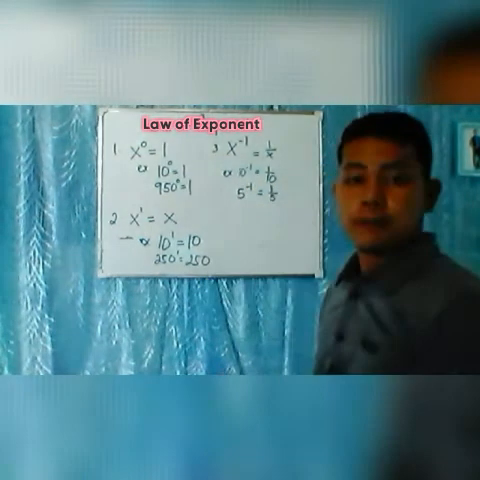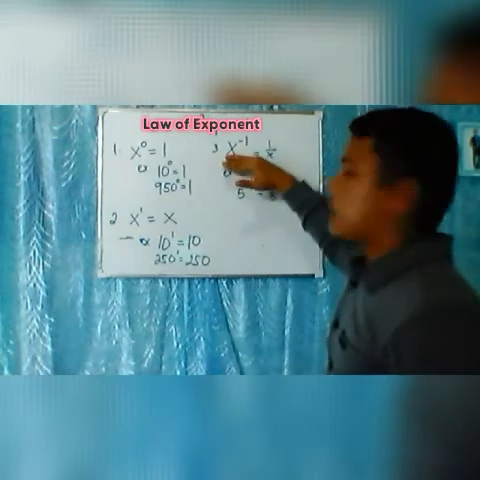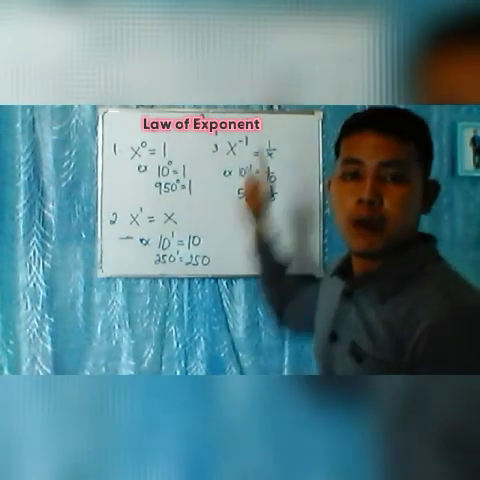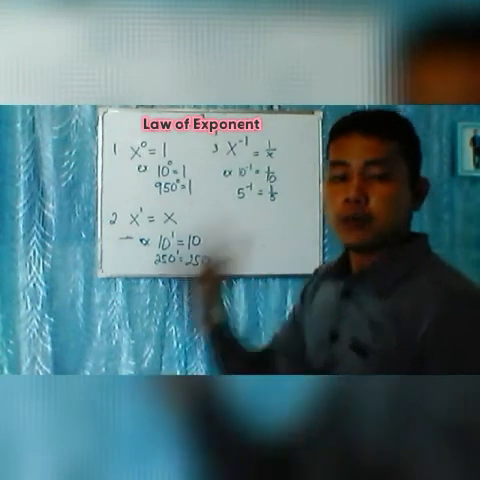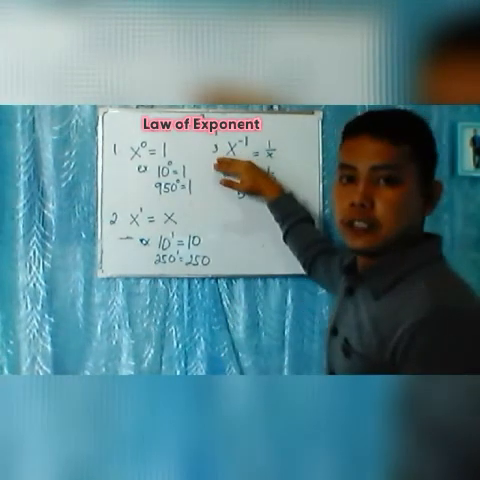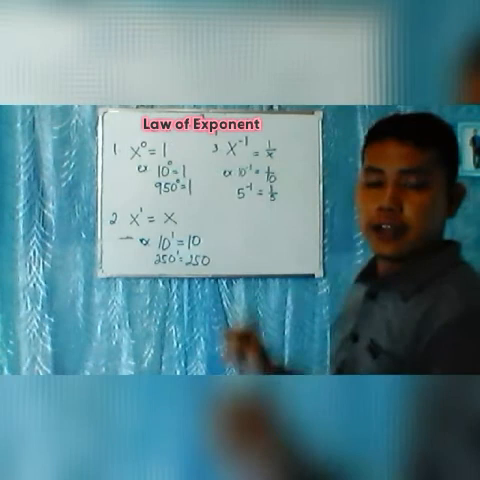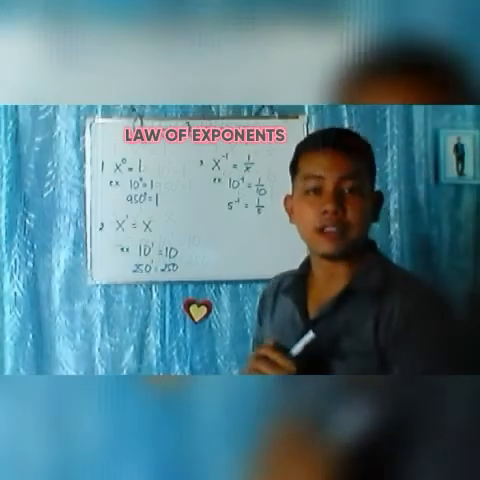So that is very simple. So just simply remember this one. Once the exponent here is negative 1, you just simply reciprocal the expression. So like this. Okay, understand? So let's proceed to the next law of exponent.